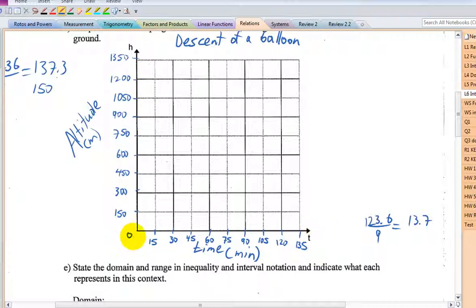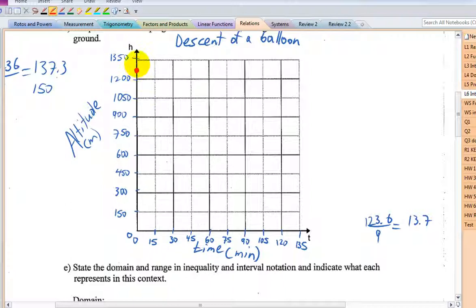Okay, we have 0, 0 as a start. So this is an easy graph because we only have 2 points. What's one of the points? 1,236. You're right. Way up here.